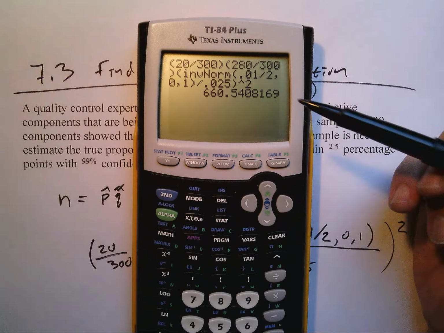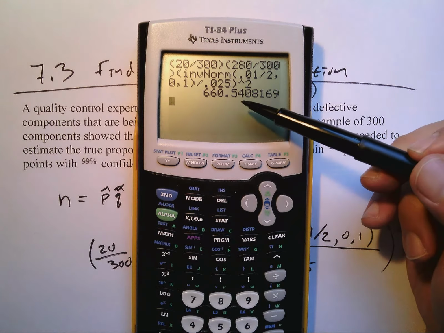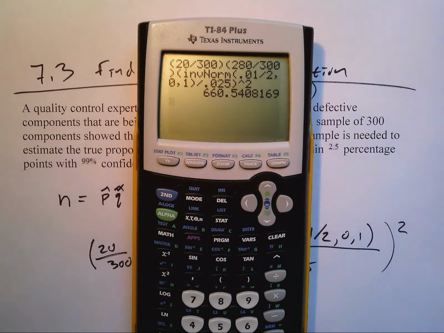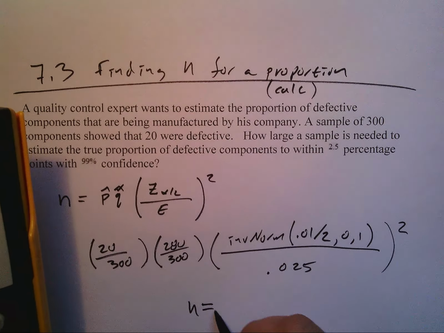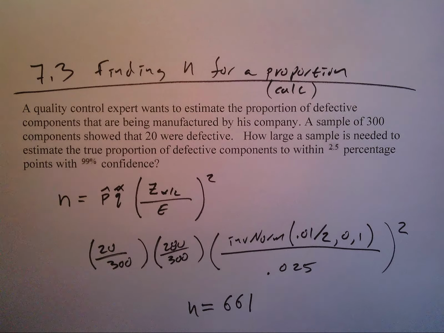Even if that was 660.3, I would still round up the final answer to 661. So n is equal to 661 because we have to overestimate it.